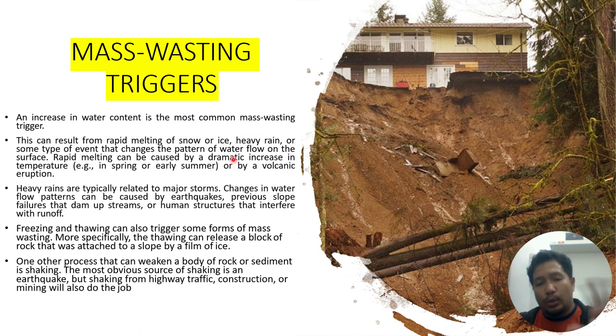And then rapid melting of snow and ice. When snow or ice melts, it can add a large amount of water to a slope very quickly. This can cause the slope to become unstable and fail. And heavy rain can also add a large amount of water to a slope very quickly, meaning the effect of the weather. This can cause the slopes to become unstable and fail.